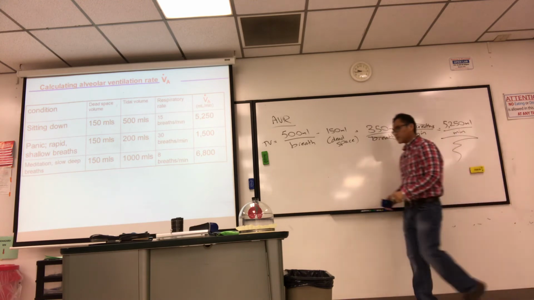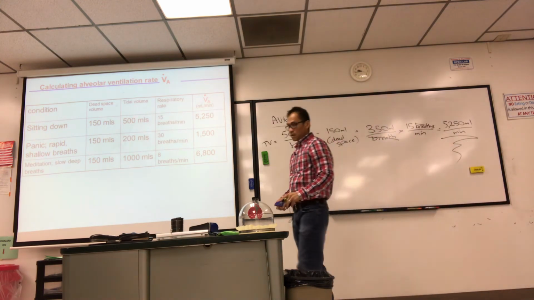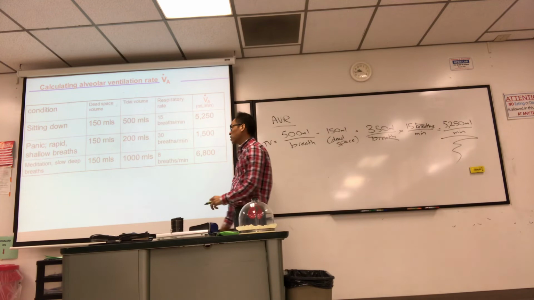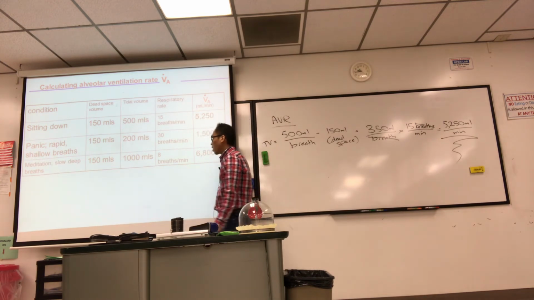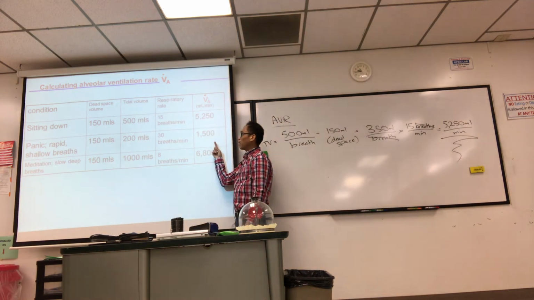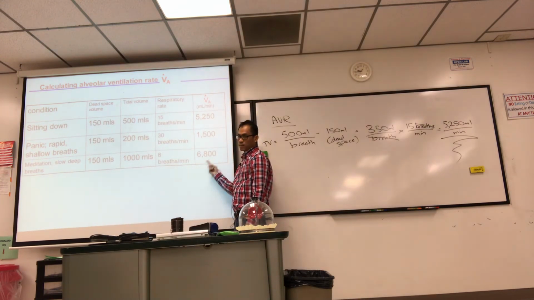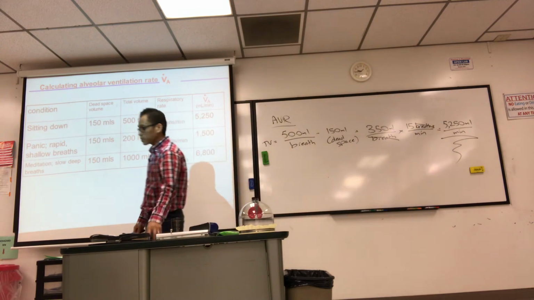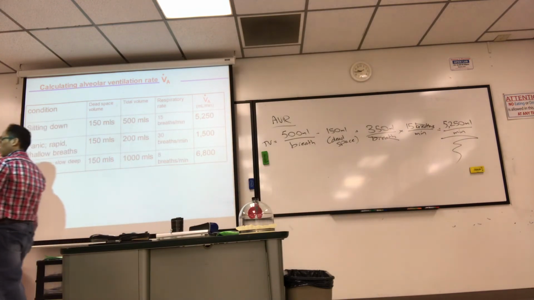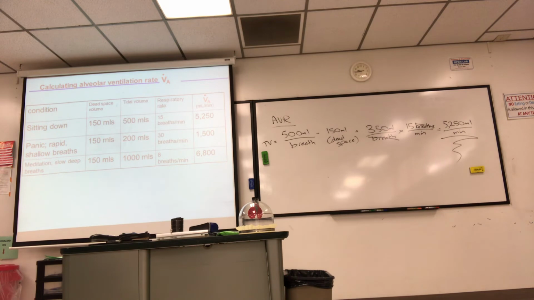the alveolar spaces. By comparison, you can see why shallow rapid breaths don't help you as much, because most of the air ventilated is just sitting in the dead space. So you're ventilating less. If you take slow, deeper breaths, you can see the efficiency increases quite a bit. That's why that works. You're bringing more fresh air to the alveolar spaces.